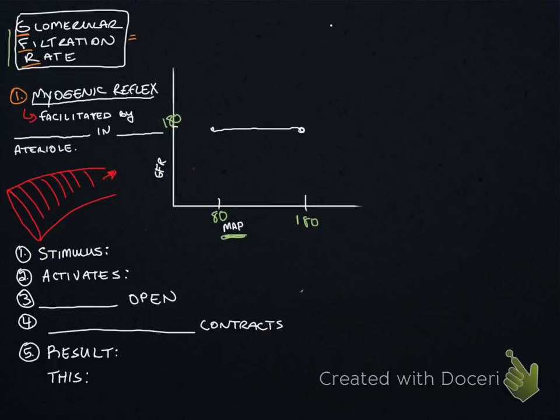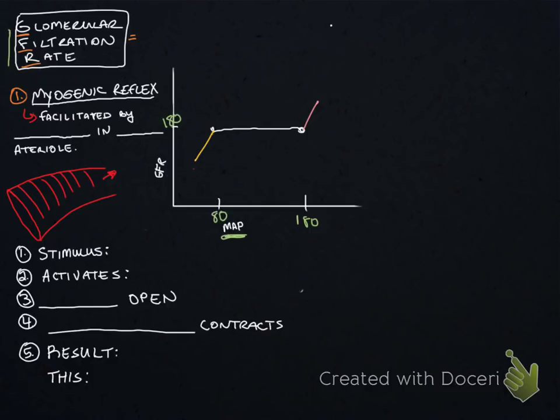If blood pressure drops below 80, your GFR, your glomerular filtration rate, will also drop. If blood pressure rises above 180, your GFR will rise. So there are some things that your body does to monitor this or to affect this. One of them is called the myogenic reflex.